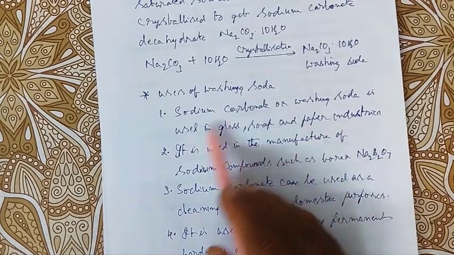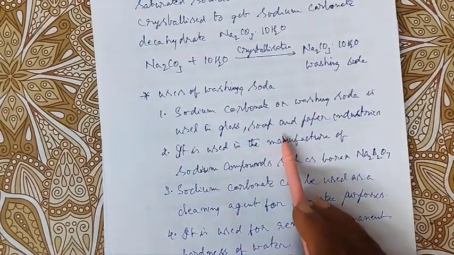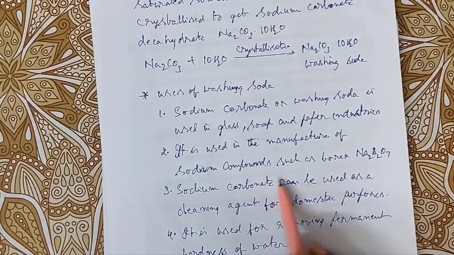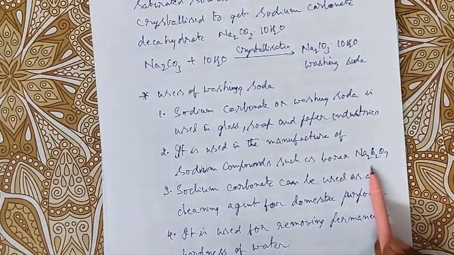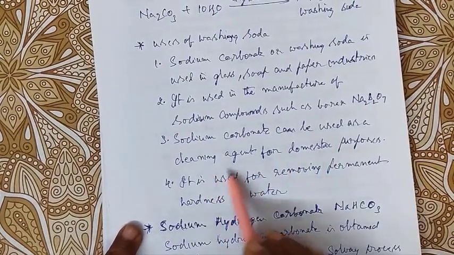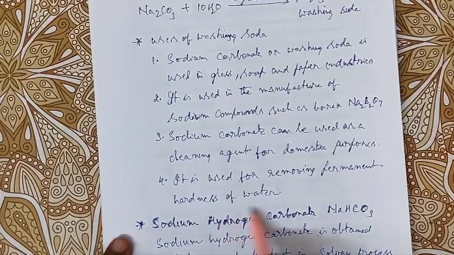Uses of washing soda. Sodium carbonate or washing soda is used in the glass, soap and paper industries. It is used in the manufacture of sodium compounds such as borax, Na2B4O7. Sodium carbonate can be used as a cleaning agent for domestic purposes. It is used for removing permanent hardness of water.